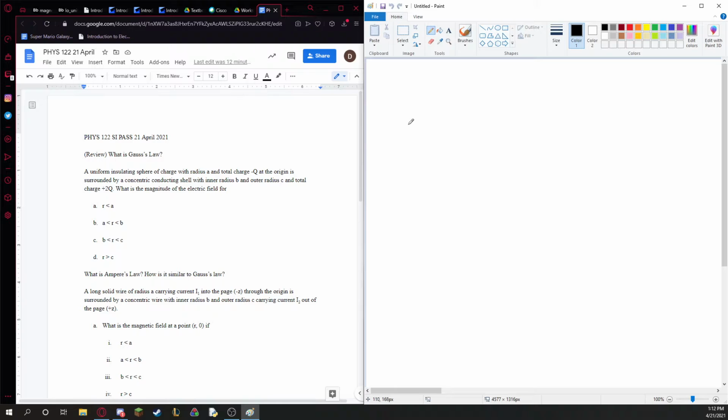Gauss's law is, we have our closed surface integral of the electric field dot product with dA of the surface, and that equals the enclosed charge over epsilon naught, right? And how can we use that to find electric fields for certain charge distributions?